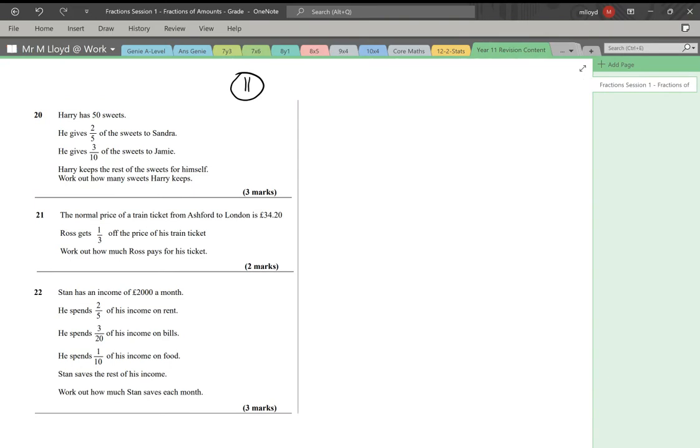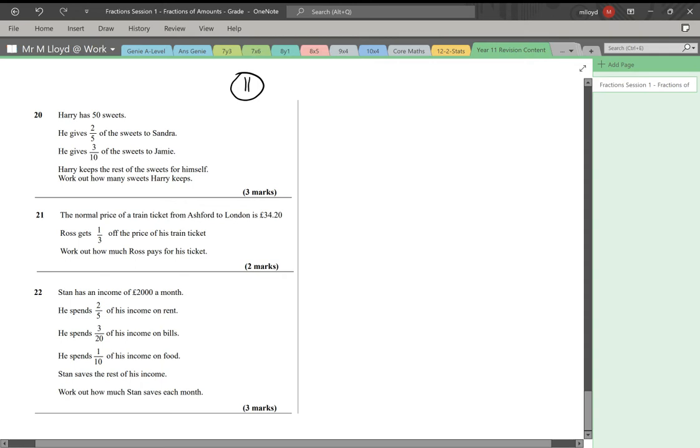Harry has 50 sweets. He gives 2/5 of the sweets to Sandra. Right, that's 20 of them. That's nice and easy because 50 divided by 5 is 10. 10 times 2 is 20. So Sandra gets 20. He gives 3/10 to Jamie. I'm assuming that he's going to do that as 3/10 of the whole amount. So we divide that by 10, which gives us 5. 5 times 3 is 15.